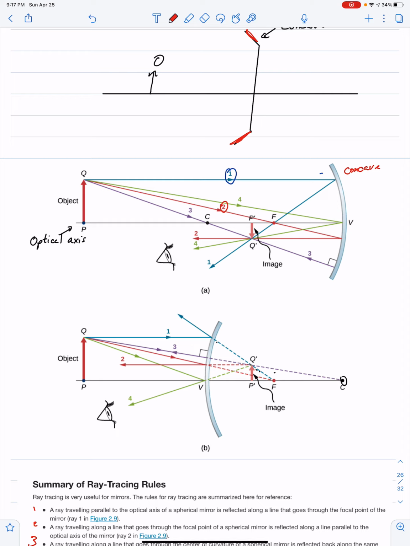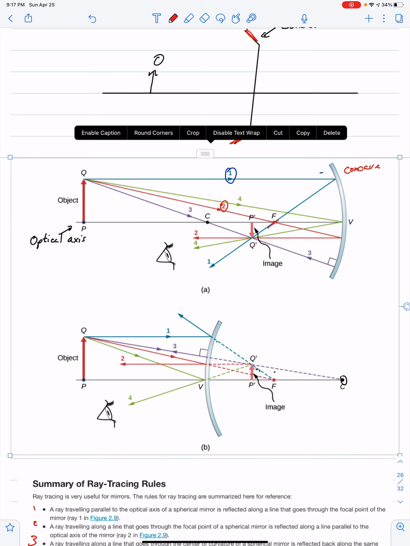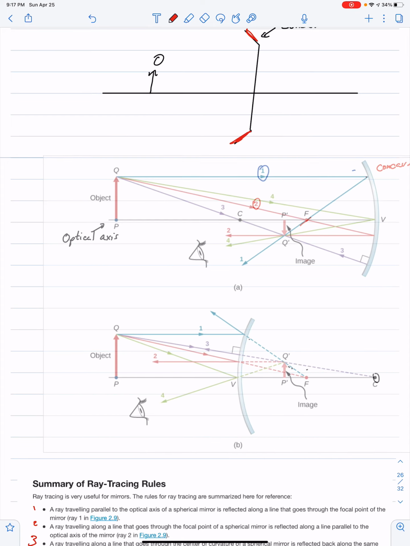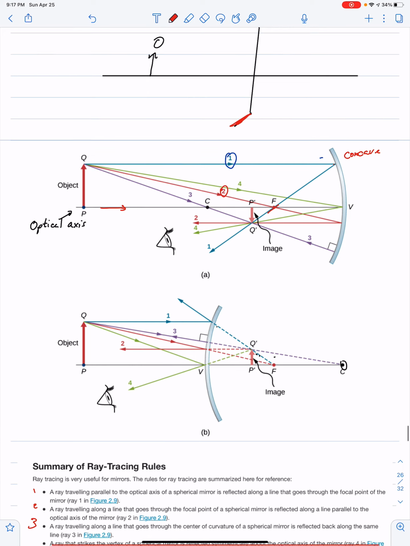The first one says that its optical axis is reflected along the line that goes through the focal point. So it goes straight, hits the mirror, and then goes straight to the focal point. It's traveling parallel at first, next to the optical axis, and this is the optical axis right here. And then it hits the focal point.